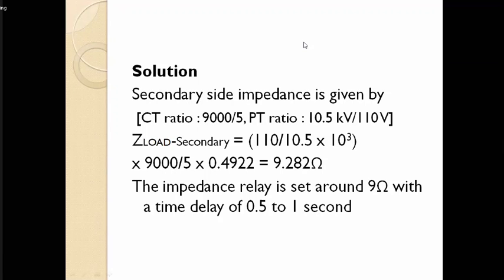Is that okay? So it's very important. It's a good question to ask, so that you know. It's the secondary side impedance that we use, because you see that the CT and PT appear there. In the primary side, the CT and the PT did not appear. That is why we use the secondary side.